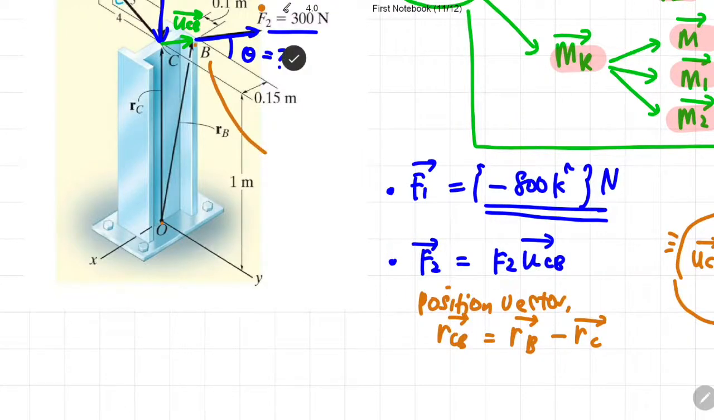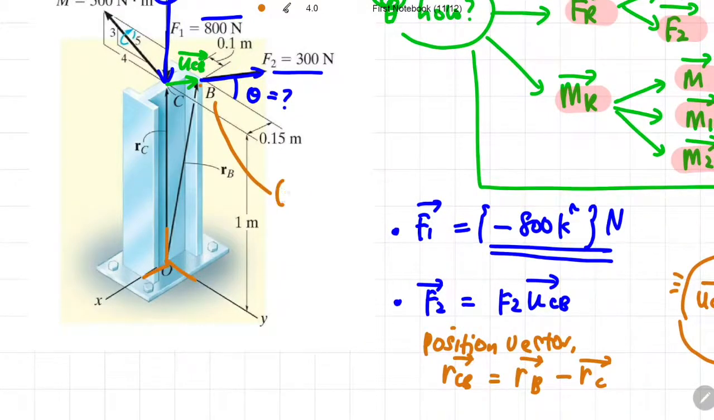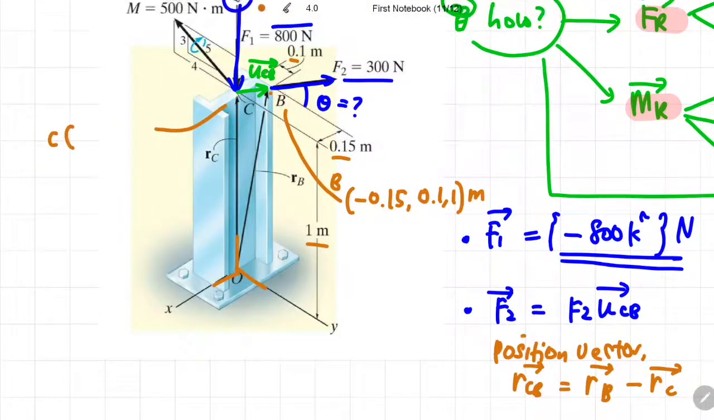So position vector of B can be attained by identifying what is the coordinate of point B. So if you look at this picture, the coordinate of point B would be negative 0.15 in the X direction. Okay, look very carefully at the direction. And then along the Y direction, it would be 0.1, and along the Z direction, it would be 1, and the magnitude would be in meter. Okay, accordingly, you can also find the coordinate of point C, whereby along the X direction, it will be 0, along the Y direction is 0, and along the Z direction is 1.